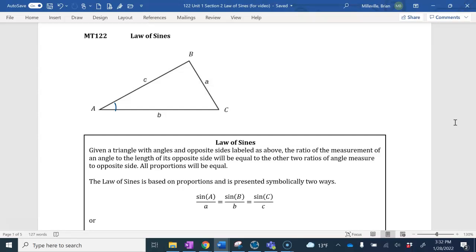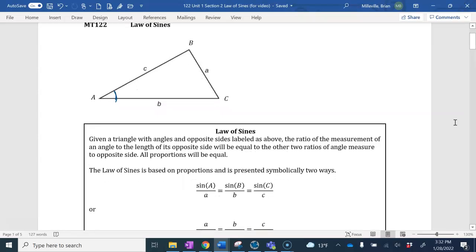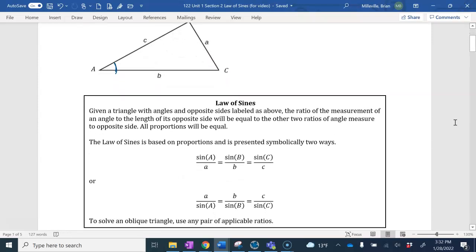Alright, and we're assuming we have, across from angle capital A, which we have in the lower left corner here, side length little a, and likewise across from angle capital B, which is shown outside of the corner of that triangle, little b, and likewise for C. The law of sines states that these following ratios are equal, and it's given in two ways, and the difference between these is that it's just reciprocal. So if you flip the first statement over, you'll get the second statement.